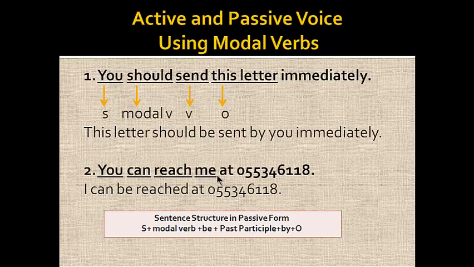You can reach me at 055-346118. This is the object. It should go to the subject place. Me will change into I as a subject. I can be reached at 055-346118. You can also read the structure of sentence in passive form.